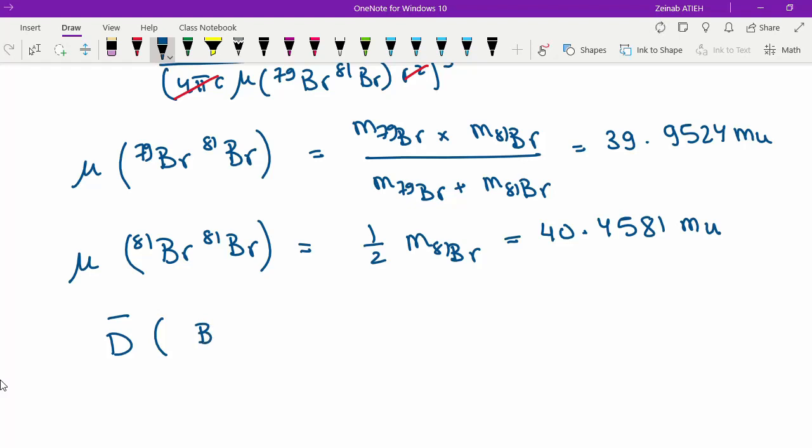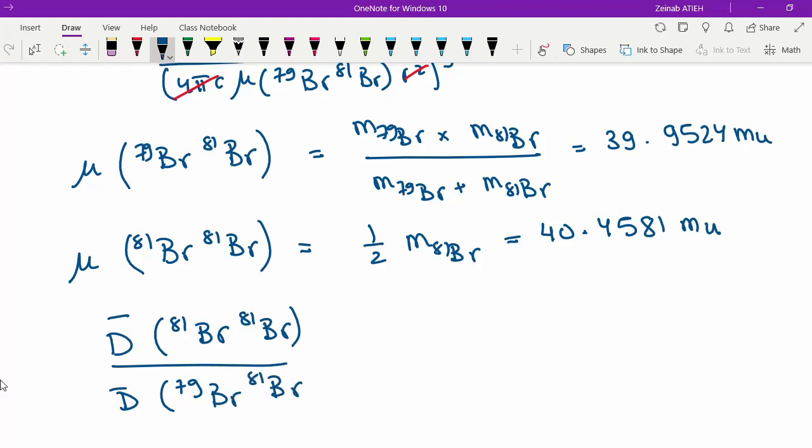for Br81 with respect to D bar for Br79, Br81 will be equal to 0.9629. So what I have done is that I place these two values of mu cube, divide them to get this number. So this is the relation, and this is the effect of changing an atom by its isotope on the centrifugal distortion constant.